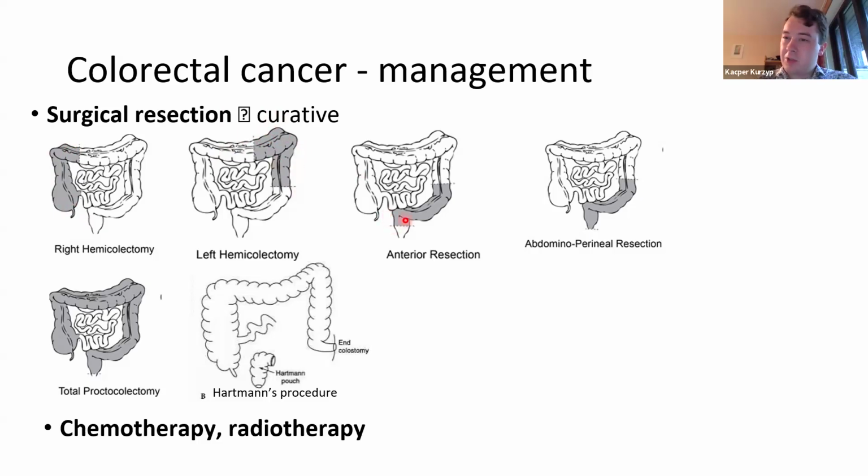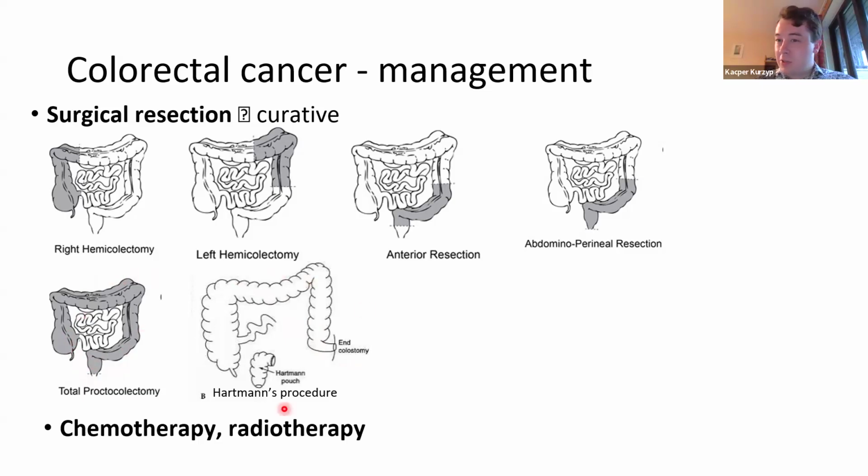Anterior resection is where you take out the sigmoid colon, and abdominoperineal resection is where you take out the rectum as well. Now, these are less performed in the cancer scenario, but are still relevant. You can do a total proctocolectomy, for example, in a patient with ulcerative colitis to try to cure them of their ulcerative colitis.